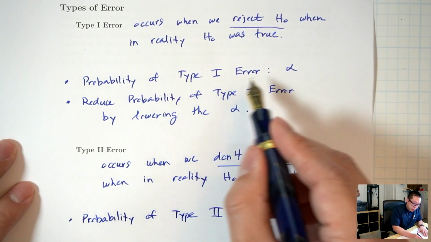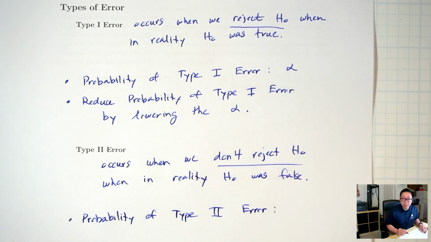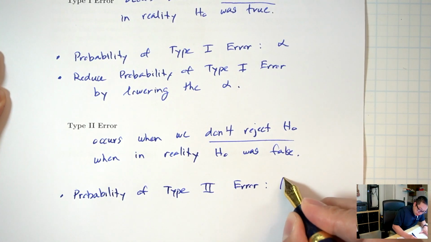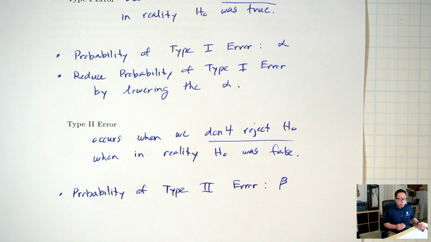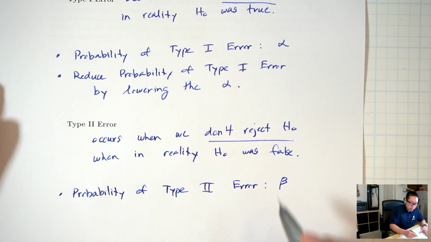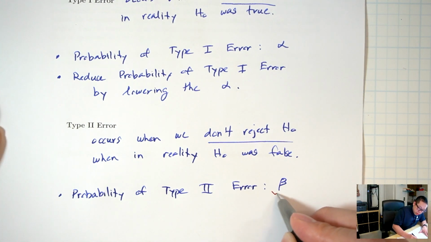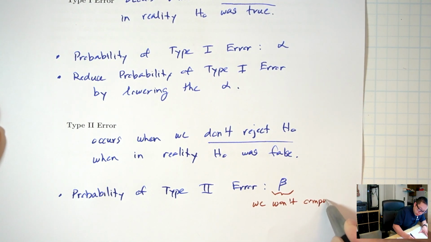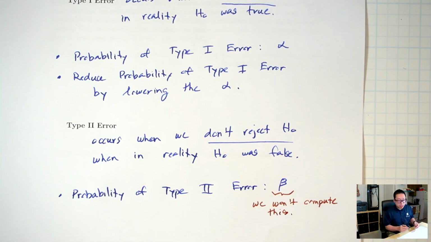The probability of type 1 error is the alpha, the significance level. The probability of a type 2 error is a number called beta. And we're not going to compute this in this class. It's a little bit more complicated to compute, and we're not going to do it in this class. So I'm going to write, we won't compute this. But I do want you to know that it's a number called beta.